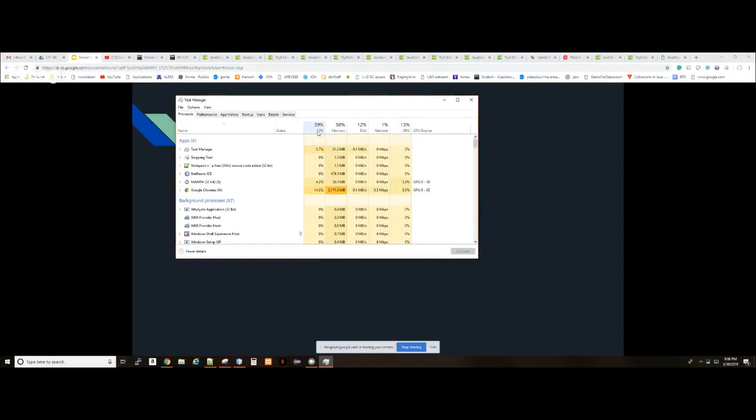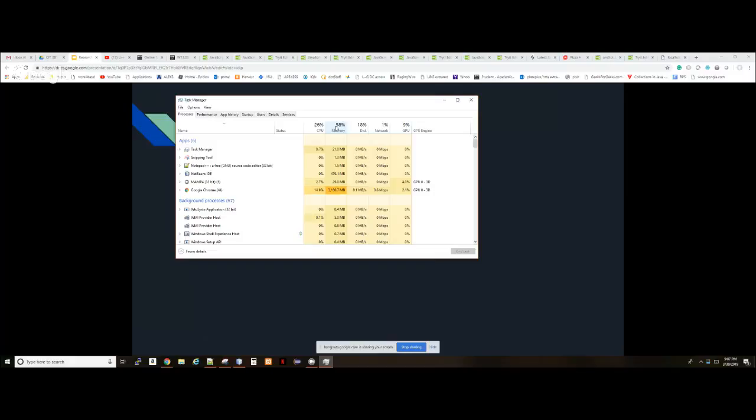You can see CPU, memory, disk, network, GPU. Memory is not the size of what I can store. It's actually the amount of, if we think about it in our brain, the amount of space in my computer's brain for thinking, essentially.